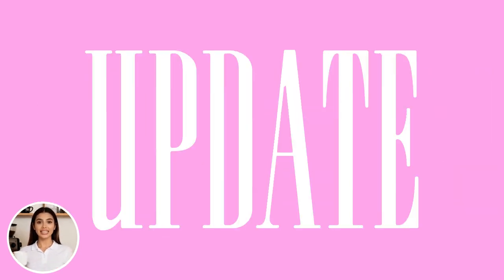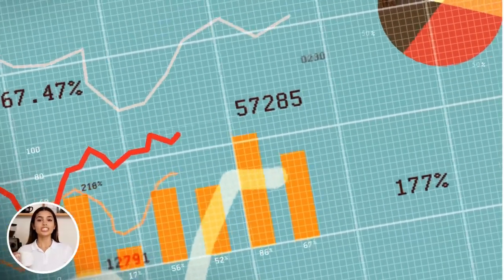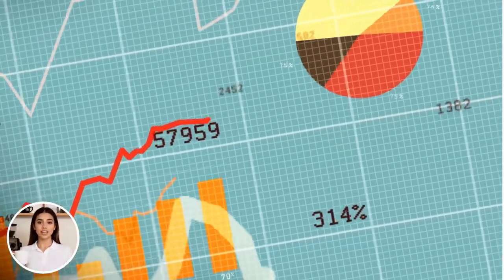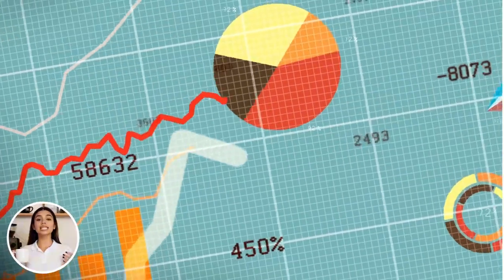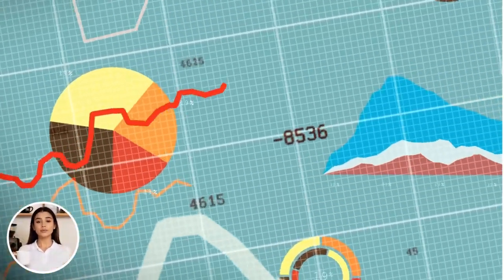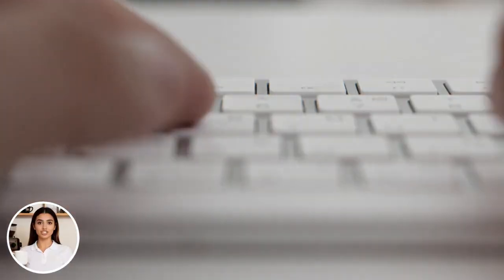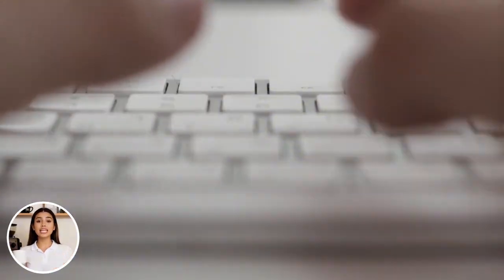Google Stitch update is insane. Figma's stock just dropped over 4% in a single day. Not because of bad earnings, not because of a scandal, because Google updated a free tool that anyone can use right now. That tells you everything you need to know about how big this is.